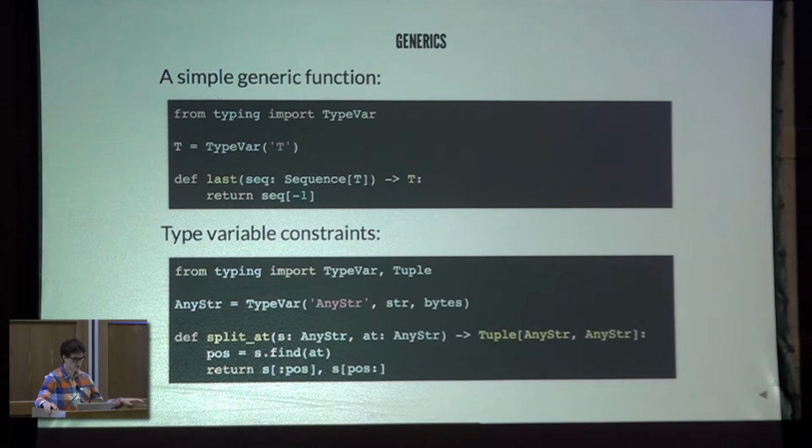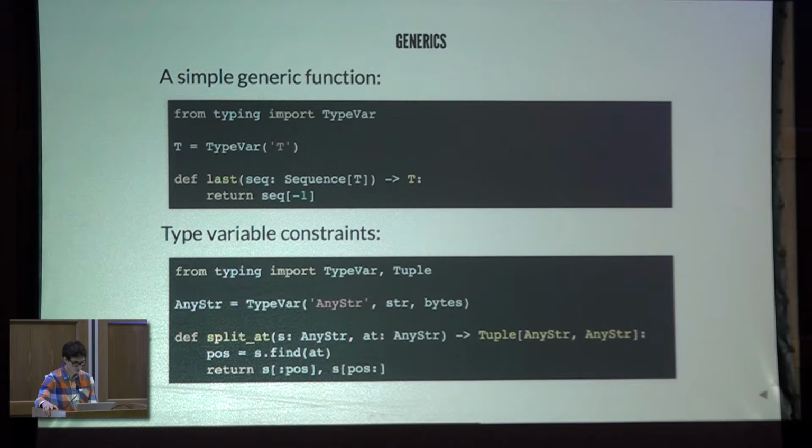And there's a lot more than I've covered here. You can specify upper bounds. You can define generators. You can create generic classes with generic methods and all that. But there's a lot of syntax to cover, which is not the point of today's talk.